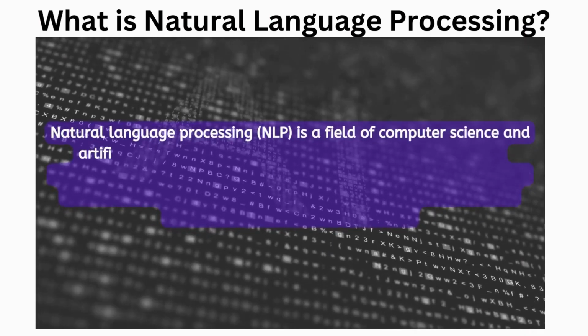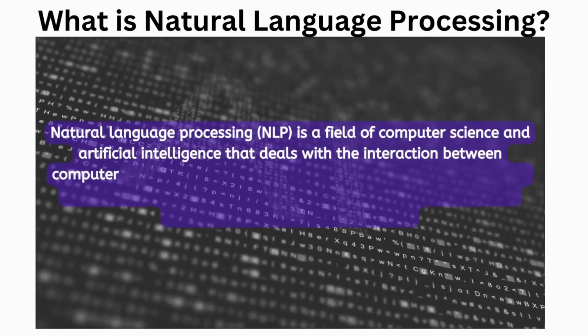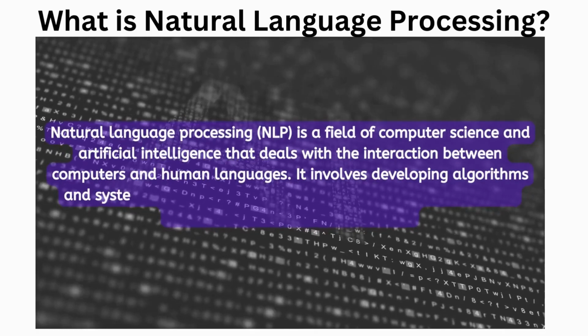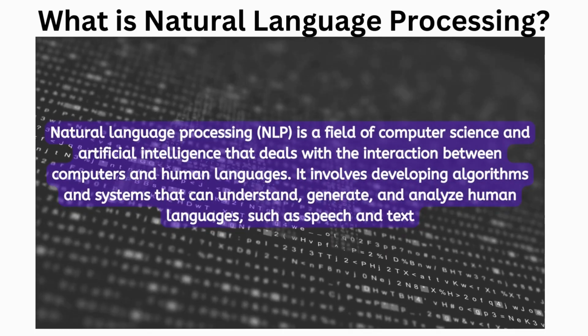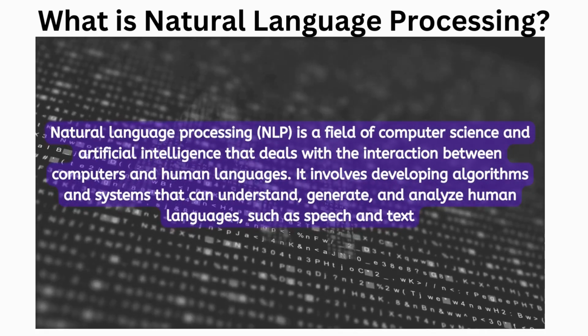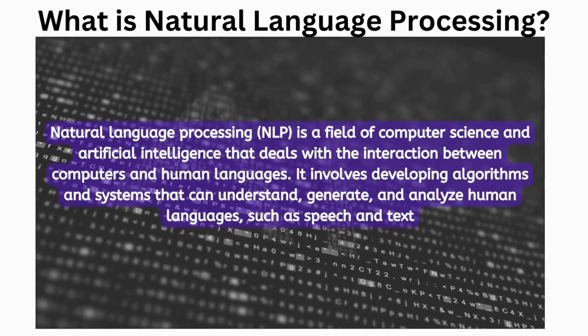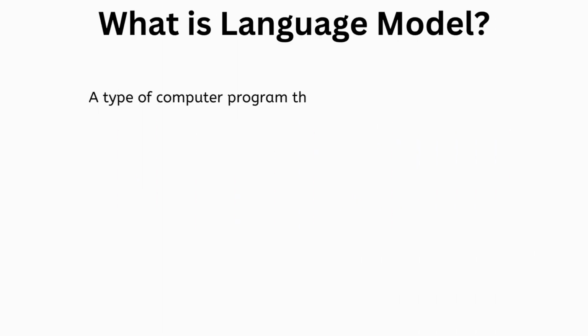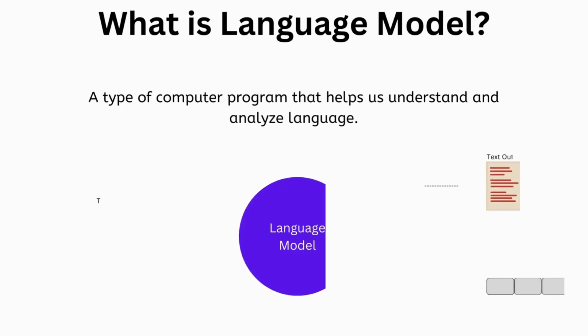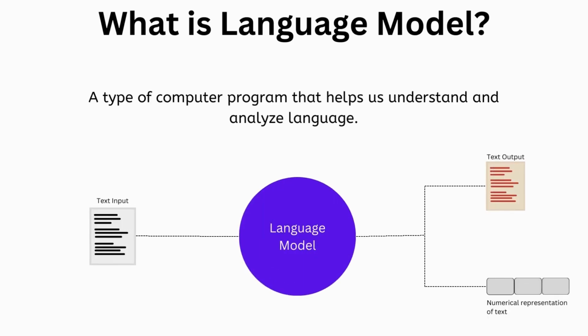Natural language processing is a field of computer science and artificial intelligence that deals with the interaction between computers and human languages. It involves developing algorithms and systems that can understand, generate, and analyze human languages such as speech and text. A language model is a type of computer program that helps us understand and analyze a language. A well-trained model is good at figuring out the meaning of words and sentences, and it can even translate words from one language to another.